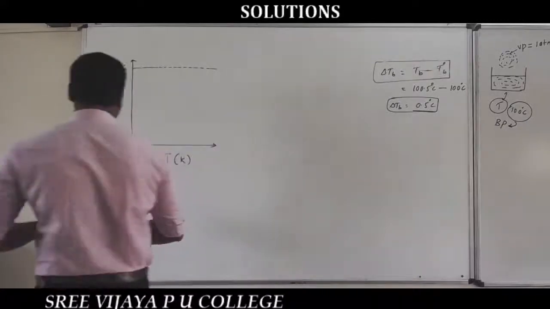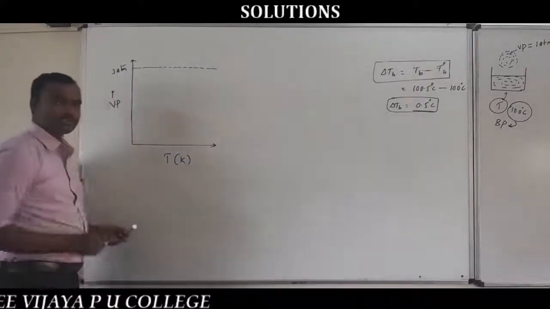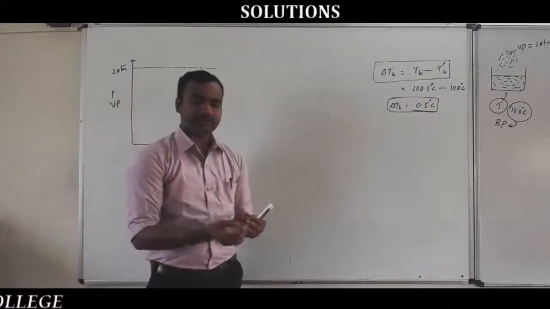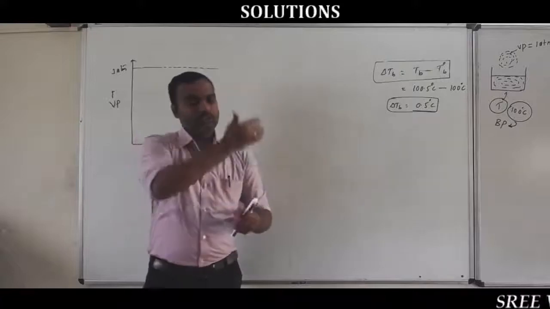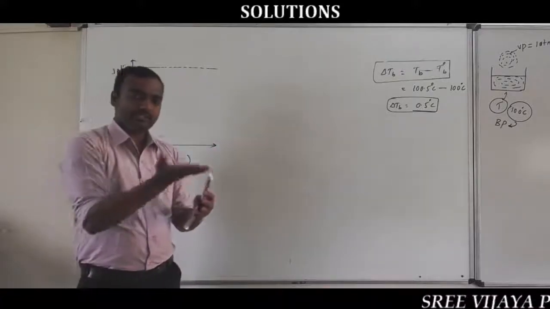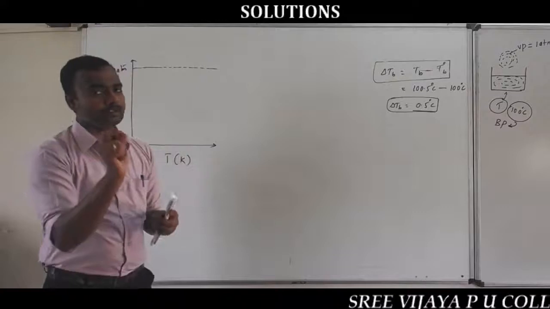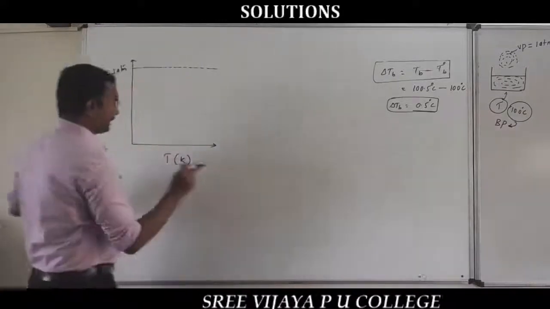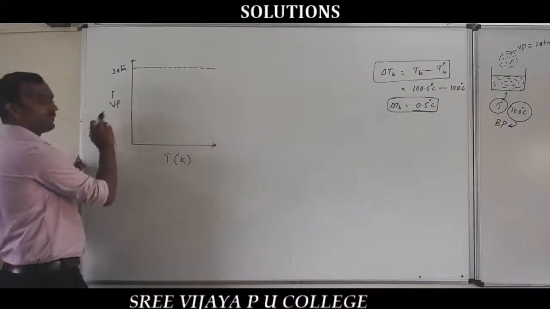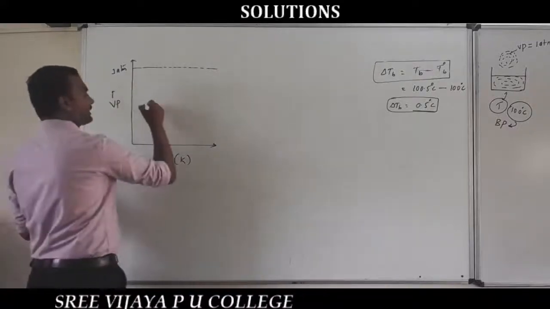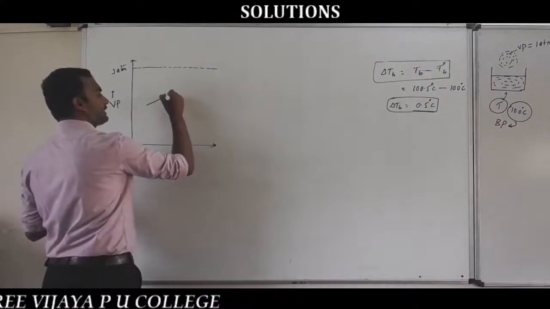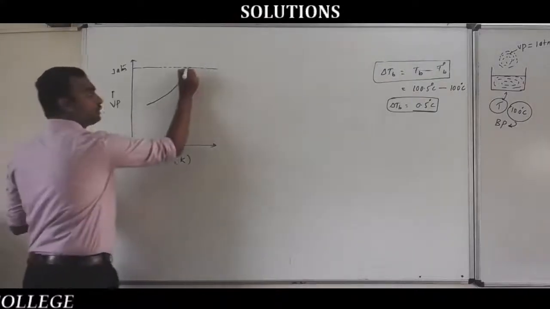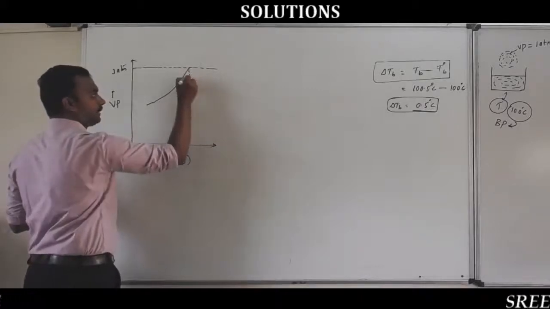First, I am going to draw the graph of vapor pressure versus temperature for the pure solvent. As the temperature increases, if we heat, more vapors will come over the solvent. At a particular temperature, that vapor pressure is equal to 1 atmospheric pressure. As we increase the temperature, the vapor pressure keeps increasing. So, written simply: as the temperature increases, vapor pressure also increases. Now observe one particular temperature.